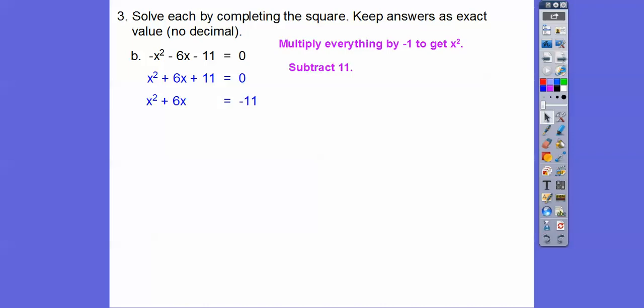So now we're going to add out the plus 11, so we get minus 11. Then we take half of the 6, okay? We always take half of this number squared. So half of 6 is 3. 3 squared is 9. So we're going to add a plus 9 and a plus 9 over there. Okay? And then now we can factor this.